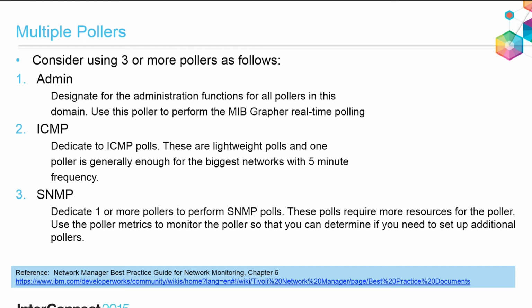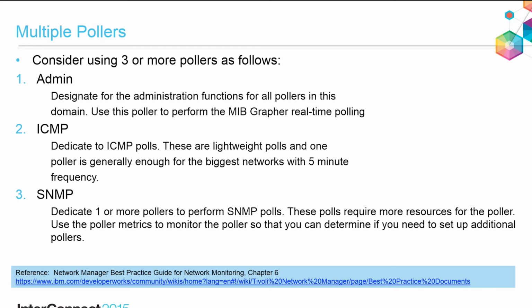Now, depending on your network, you may want one or two or even more polars. Typically, one polar that's dedicated to ICMP polls is usually big enough for even the biggest networks with a 5-minute frequency, because they're pretty lightweight in general. With SNMP, it depends how many interfaces.